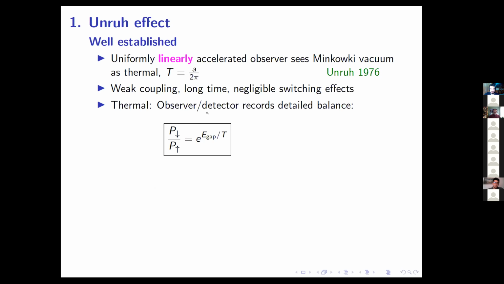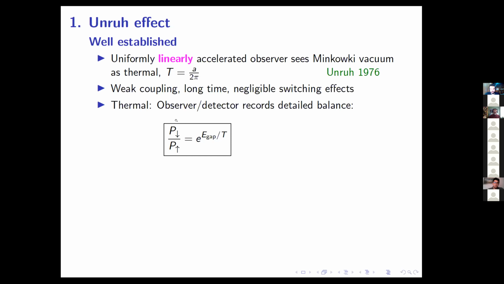The way you see this by using your local equipment is you look at excitations and de-excitations in your equipment. You might think that you have some jar of beryllium atoms and then some jar of lithium atoms, and you look at them once in a while and see what fraction is in an excited state and what is not. You look at those excitation and de-excitation populations, and the prediction is that this has the characteristic of something thermal. The ratio is exponential in the energy gap divided by temperature. It's a temperature that you can operationally measure, and that gives you this formula here, acceleration over 2 pi.